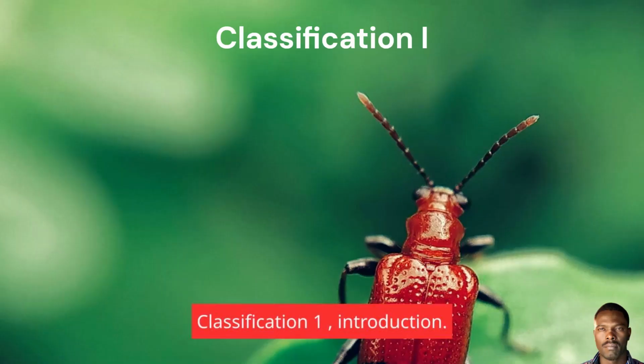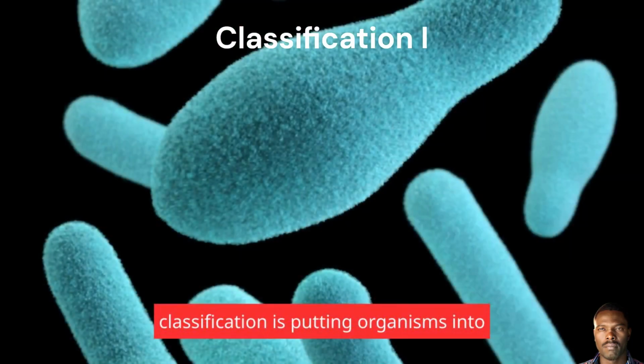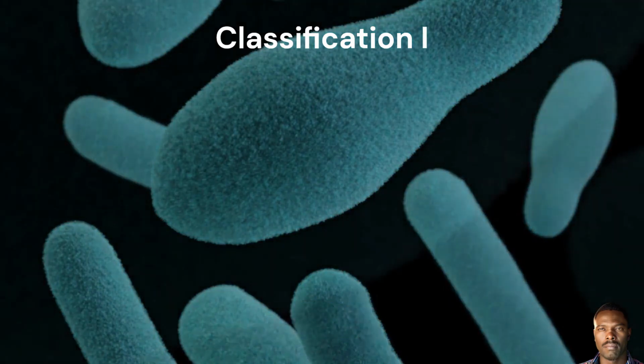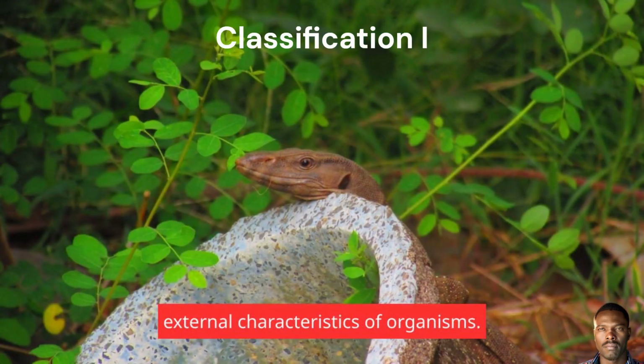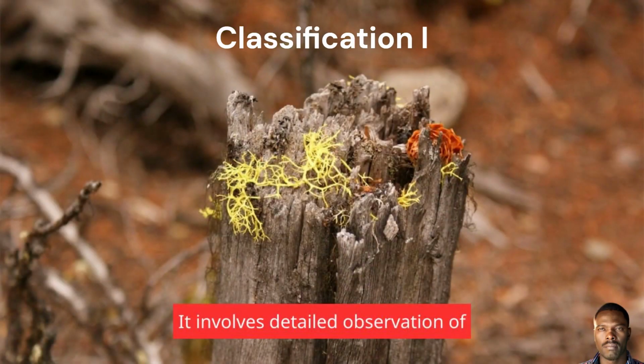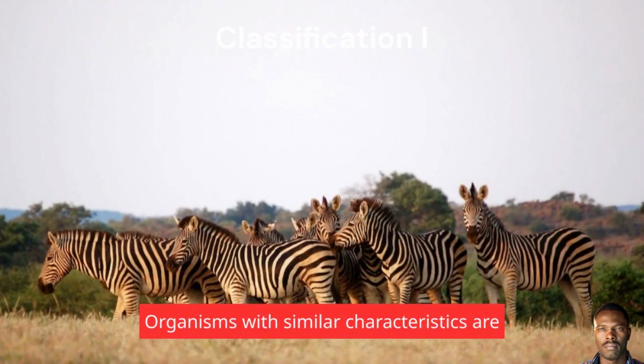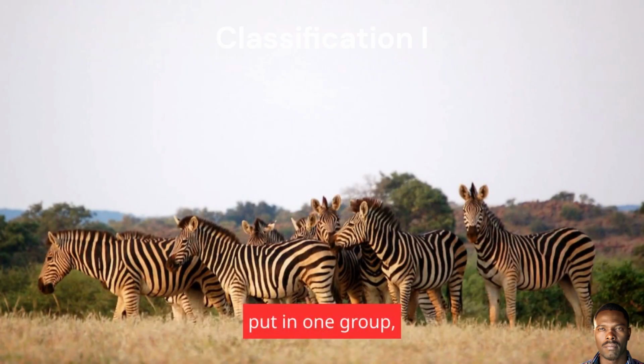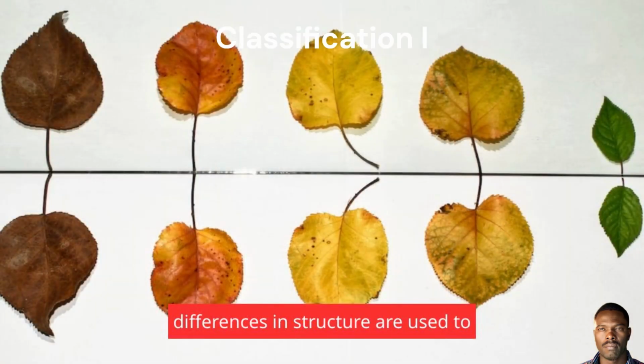Classification 1: Introduction. Classification is putting organisms into groups. Classification is based on the study of external characteristics of organisms. It involves detailed observation of structure and functions of organisms. Organisms with similar characteristics are put in one group. Differences in structure are used to distinguish one group from another.